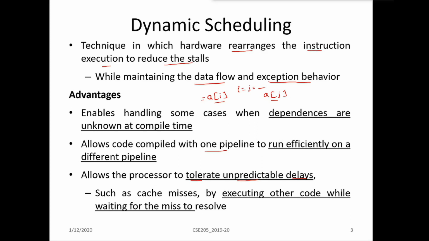So these three cases make dynamic scheduling more efficient than static scheduling. The first, some dependences may not be known at compile time, so that can be handled. The second one is that code compiled for a single pipeline can efficiently run on a different pipeline. And it allows the processor to tolerate unpredictable delays, because during execution we will get to know when the data is going to come. Based upon that, it may schedule it. So that is the third advantage of dynamic scheduling.